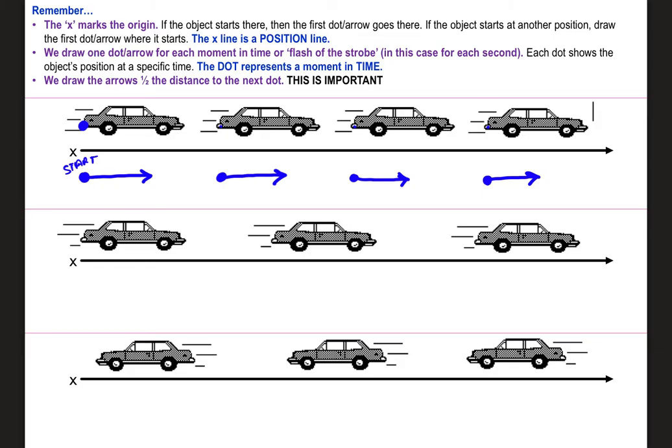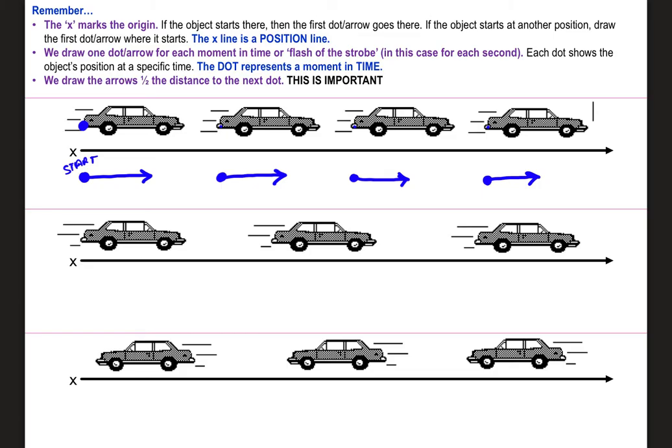Now, take a look at what I've got here. I have positions for 4 different moments in time, and I have 4 different velocity vectors. Notice that those velocity vector arrows are basically the same size. And that's important because that tells us that the velocity is basically the same from moment to moment. You can recognize constant velocity when all of the arrows in your motion map are essentially the same length. Now, let's take a look at the next one.